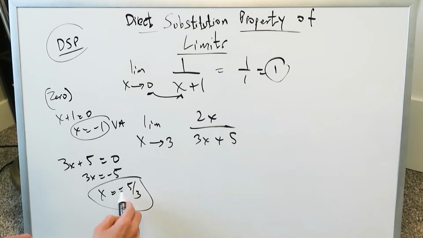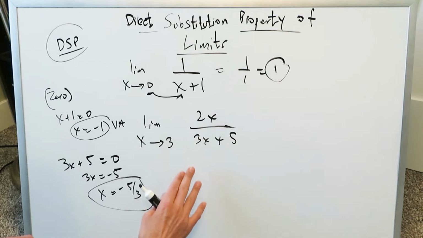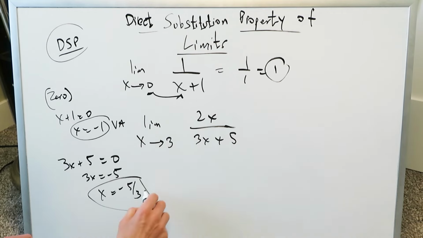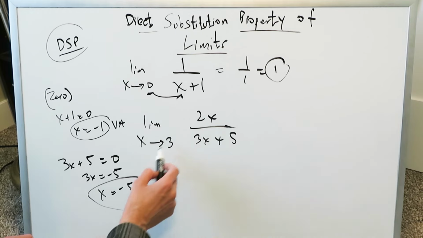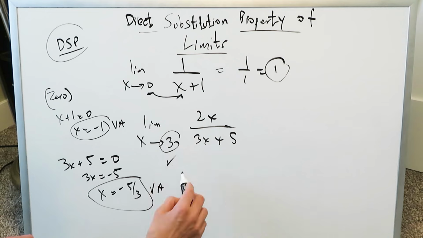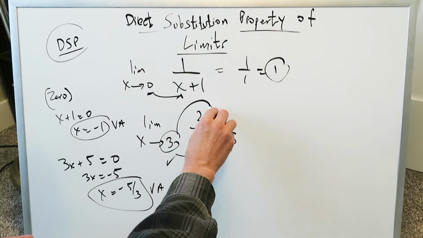We know we have a vertical asymptote at minus 5 over 3 because minus 5 over 3 will 0 out your denominator and you'll have undefined. This value here is a vertical asymptote. It's not in the domain. But 3 is not minus 5 over 3, so this is in the domain. You can just plug this here in place of x.